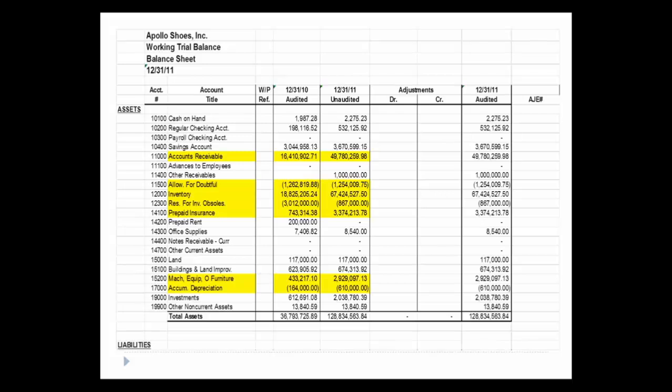Liquidity. Well, they're not collecting, right? So if they're not collecting, they're not generating cash. So how do we account for uncollectible accounts in our financial statements?